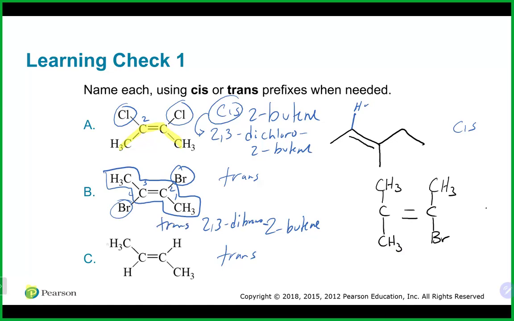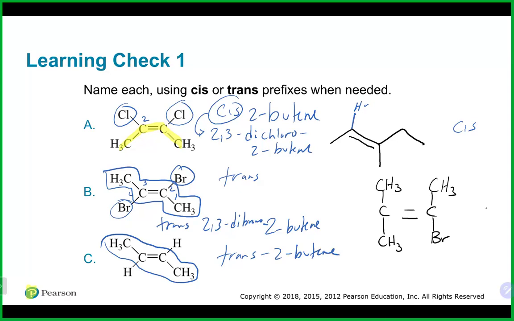Same thing on this one coming through this way. Are there any other groups attached in terms of naming? There's actually not. The hydrogen, again, we don't name as a group for naming. So this actually is just trans-2-butene in this case. Any questions on those?